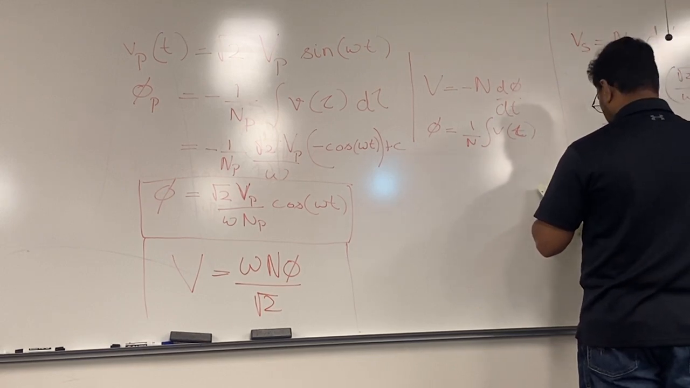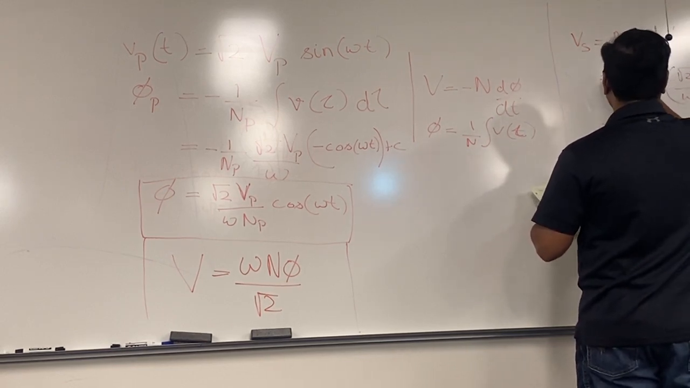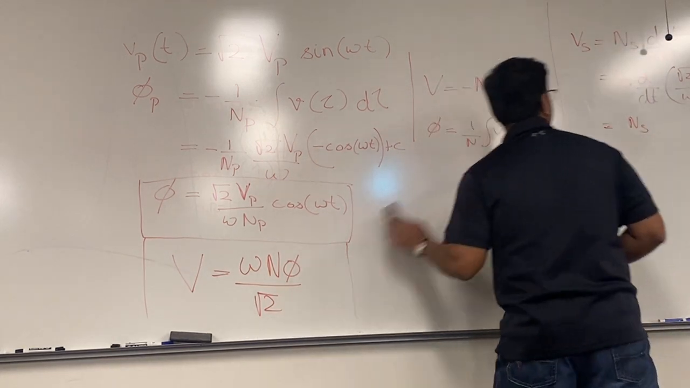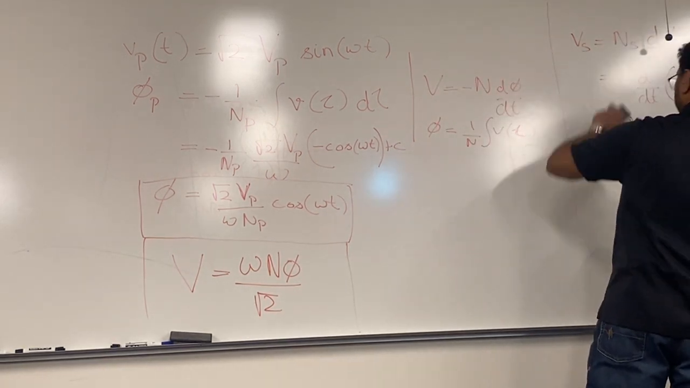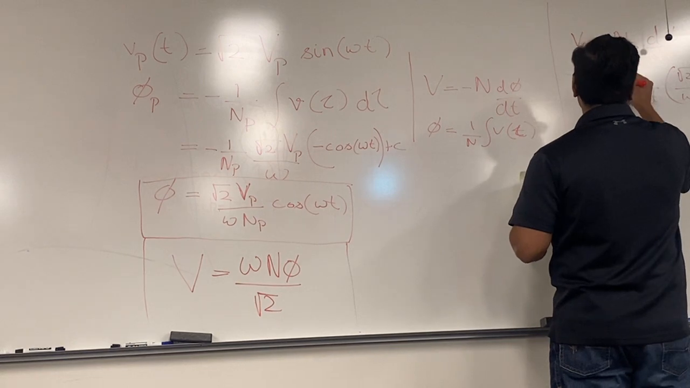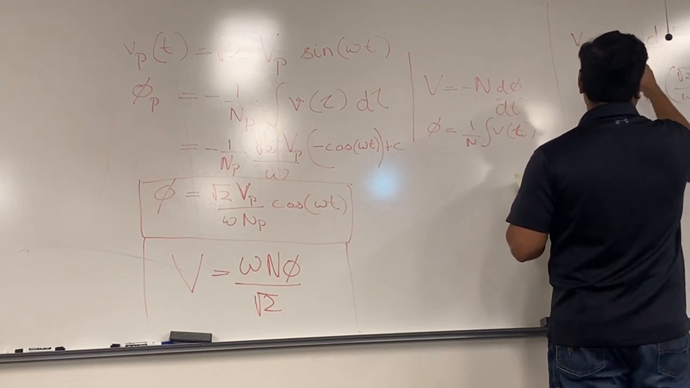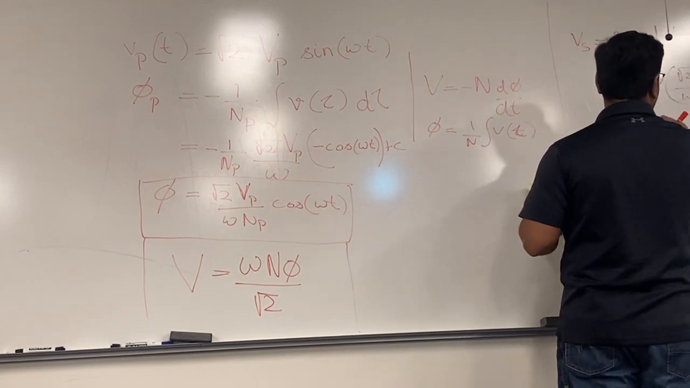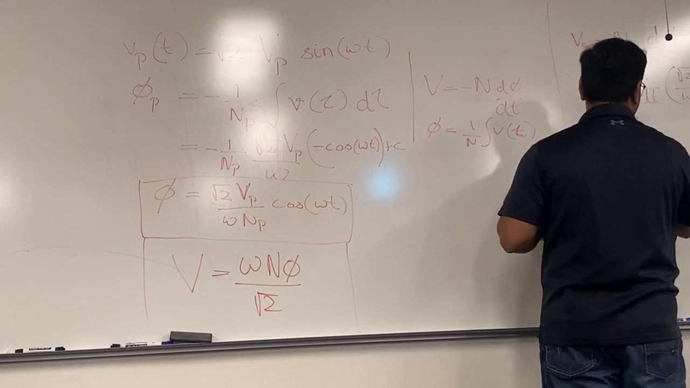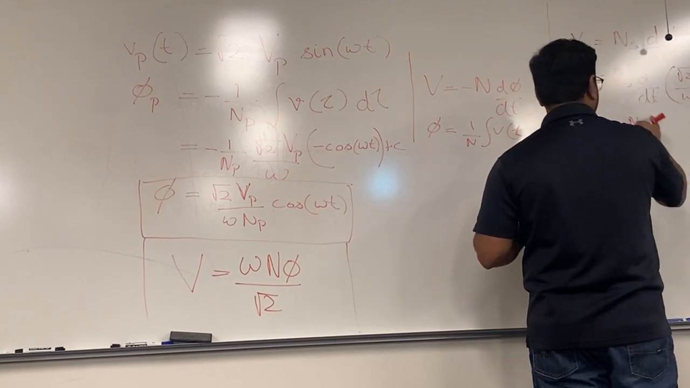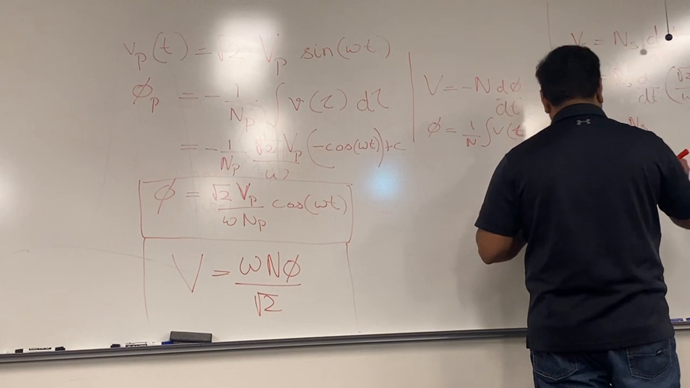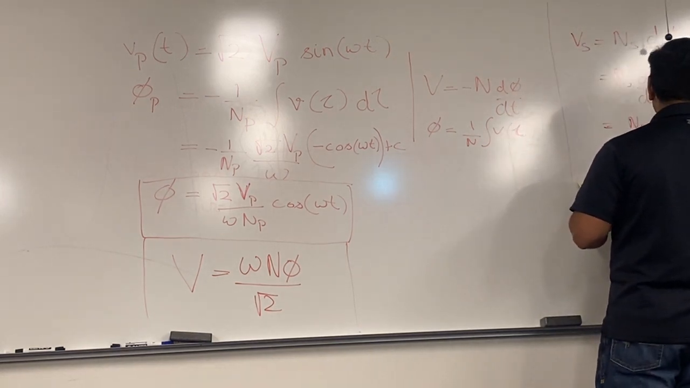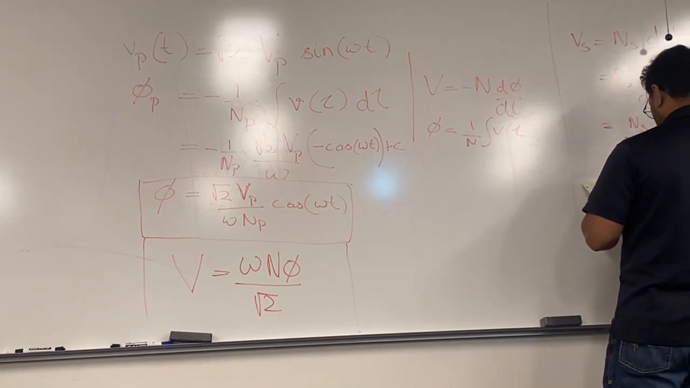Sorry, I missed an N. This is not VS, this is NS. So NS drops from here. I can pull out my NP from here. So windings on the secondary, windings on the primary, root 2 VP. These are all constants at this point.